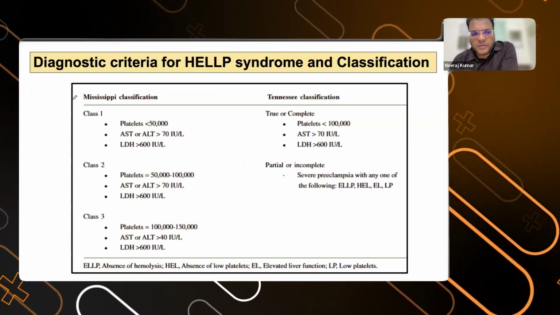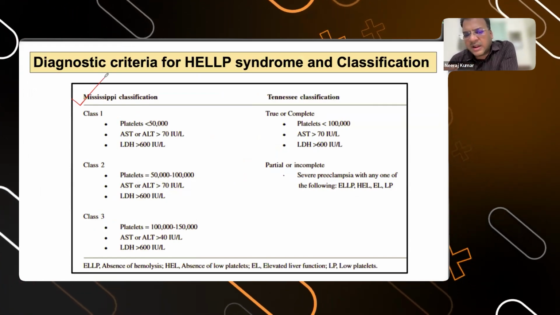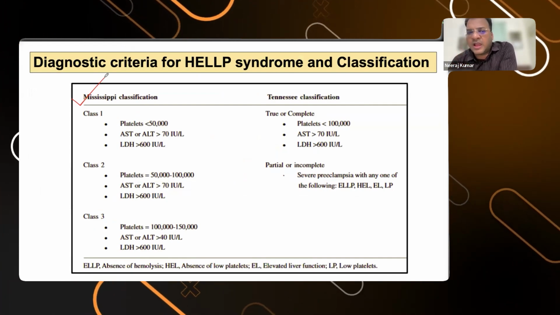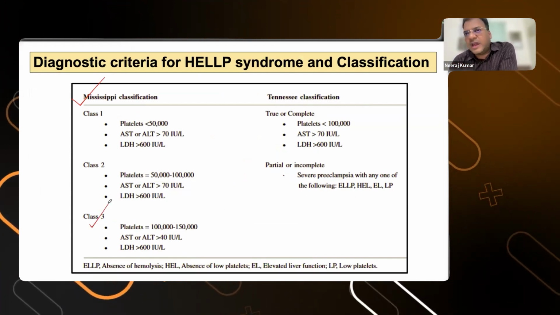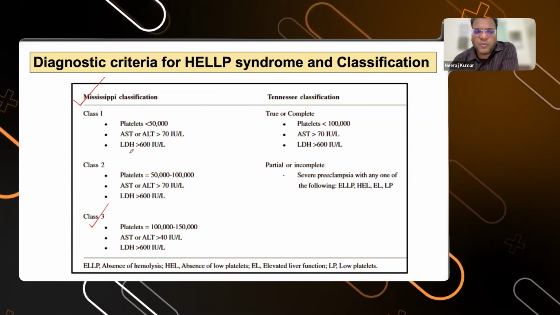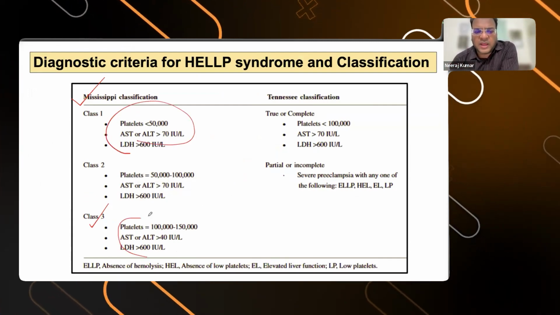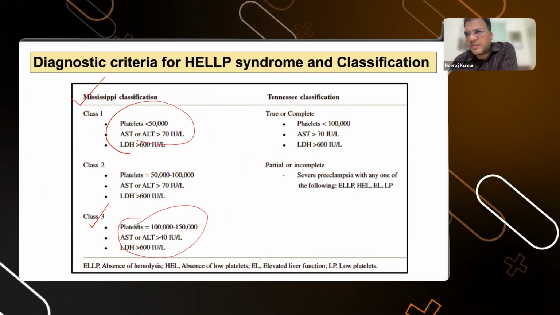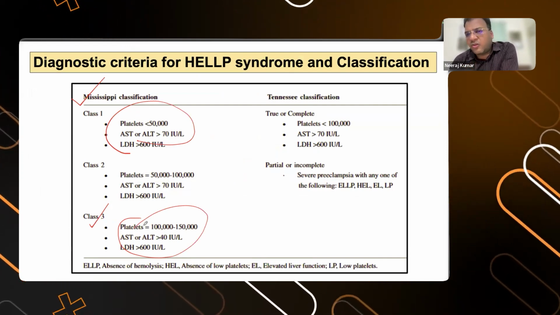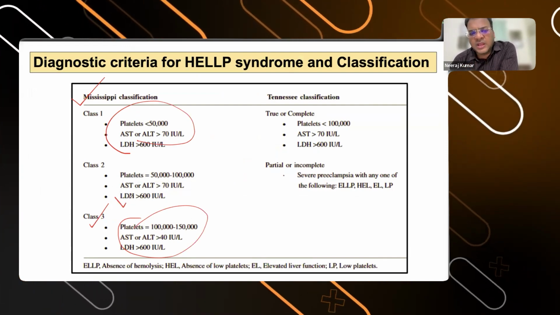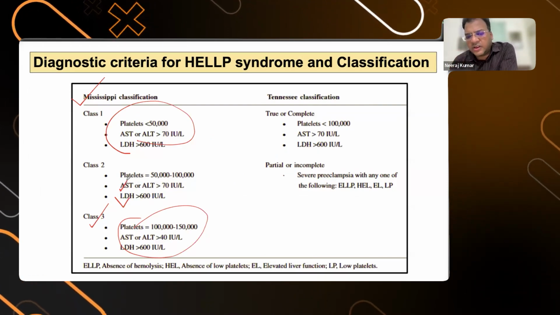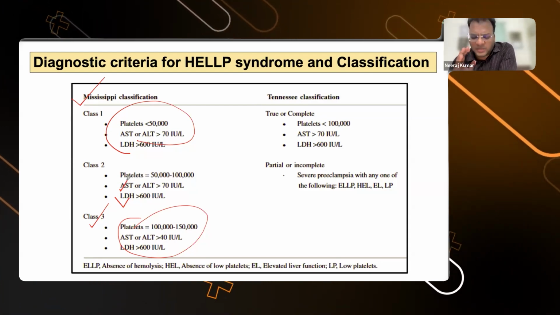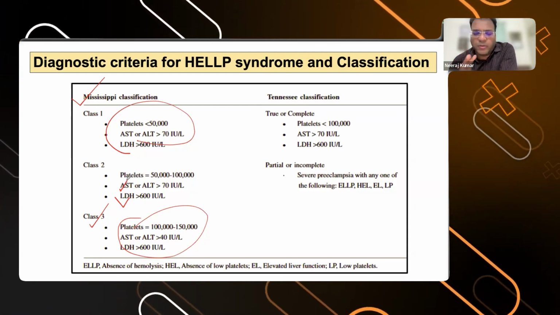The first is the Mississippi classification. The higher the class, that means if the class is 1, the severity of HELLP is very, very high. If the class is 3, the severity of HELLP is very, very low. So it is more severe HELLP, it is less severe HELLP. And why? Because the platelet count is less than 50, the AST/ALT is more than 70 international units per liter, and LDH is almost equal to 600. So these findings are equal in all 3 groups of patients. Only the differentiation in Mississippi is based on the platelet count. So platelets have got too much importance.